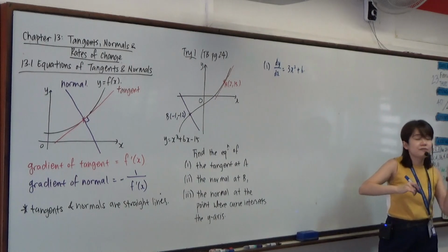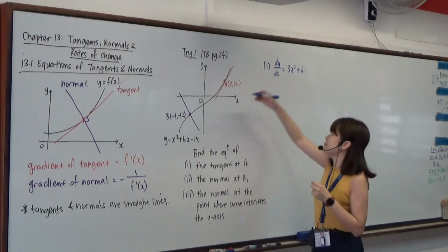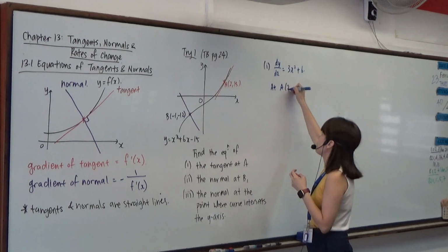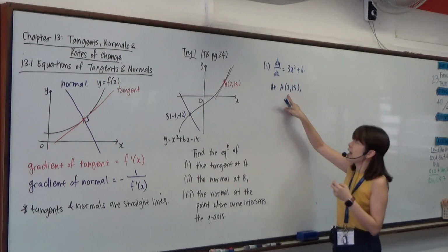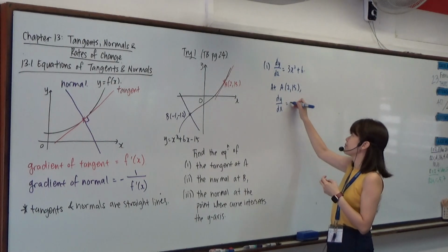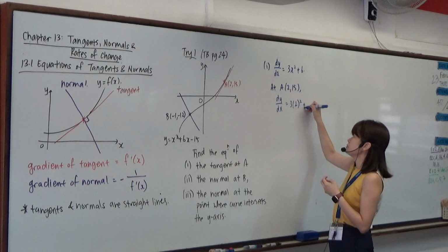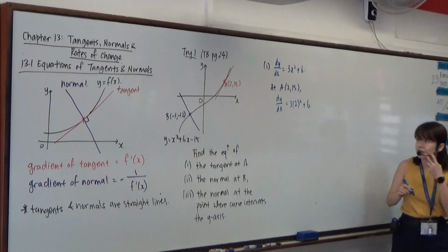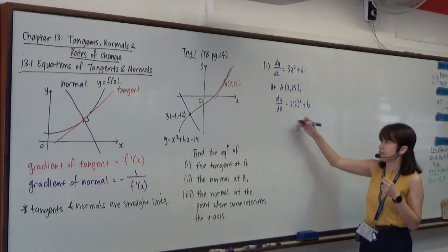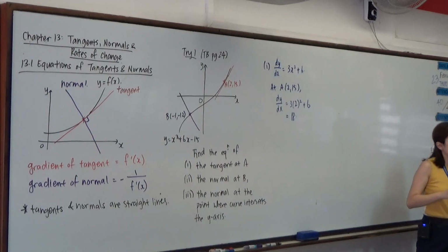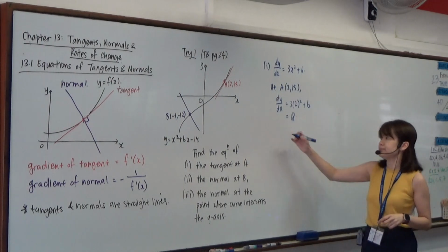To find the exact gradient value for this particular line, we will find that at the point itself, where x is equals to 2, our dy over dx will be computed in this manner. So 4 times 3, 12, and 18. So gradient of the tangent will be 18.